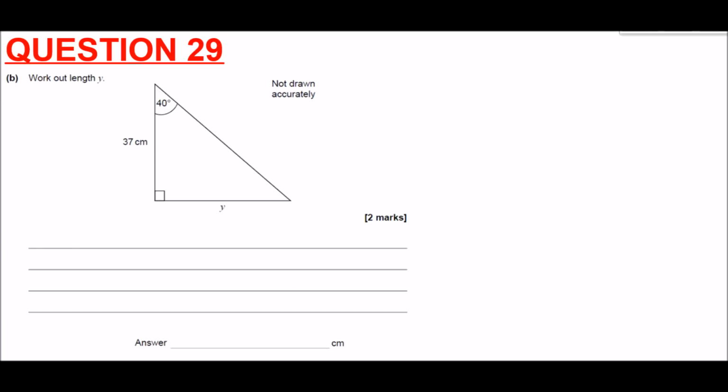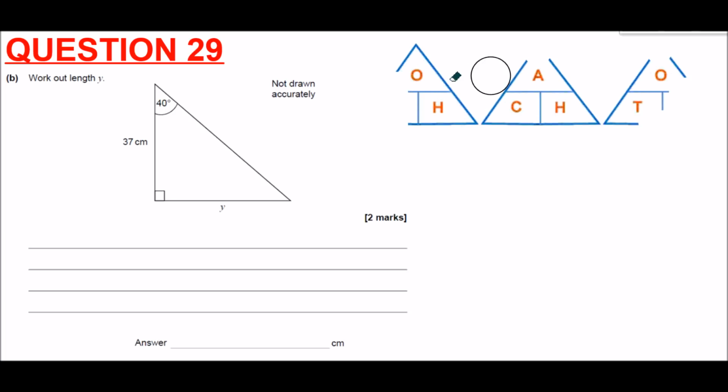Part B, again, is a trig question. So yet again, SOHCAHTOA. It's always going to be SOHCAHTOA. So this one over here. There we go.